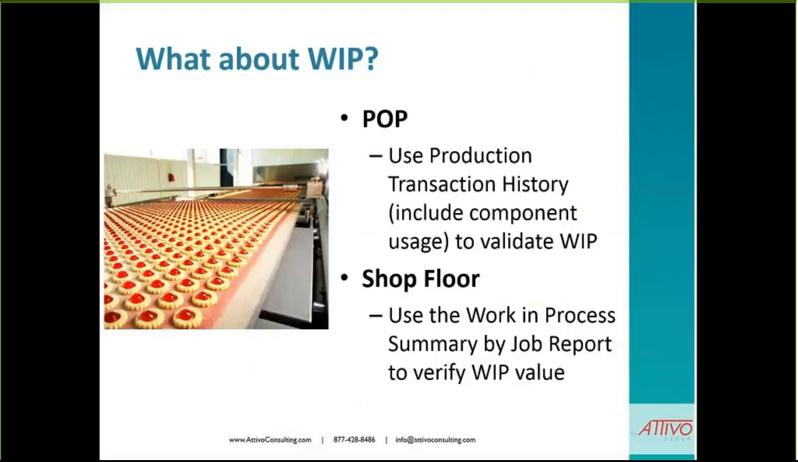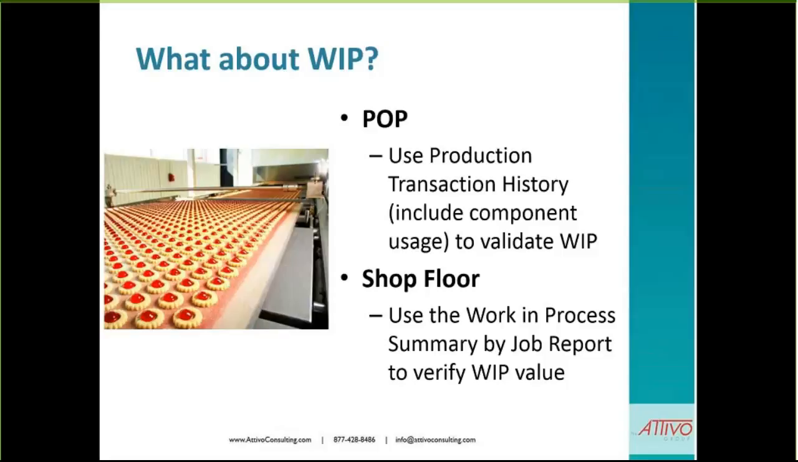However, you can use your production transaction history report, including your component usage, to validate WIP, okay? It's not going to give you the quantity. It's simply going to say, I have this many dollars in WIP. I can go out and take a look at the components and come close to the quantity that I should have. If it's sitting on the floor, you can count what's sitting on the floor and figure out what it should cost and what the WIP value should be. And if it's close, you have to buy into that.